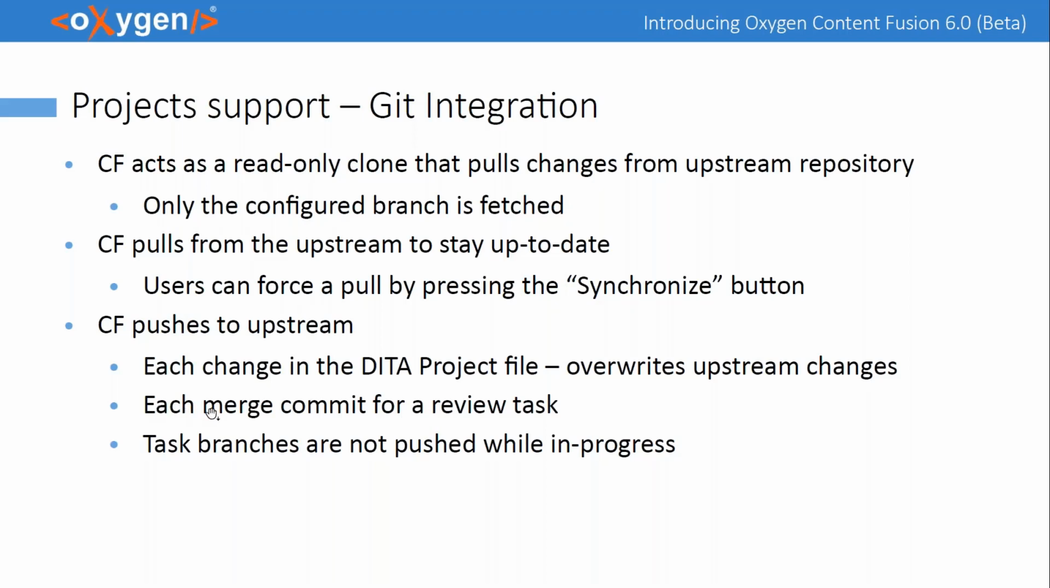Also, Content Fusion will push to the main Git repository all the review tasks when they are integrated. So while a task is in progress, when reviewers make comments, the task is kept local in Content Fusion, but when you decide to integrate it, then all the changes made by the reviewers and comments will be pushed to the main Git repository.